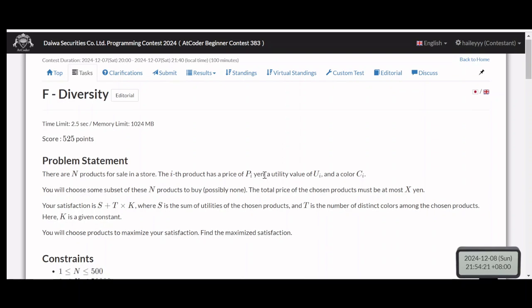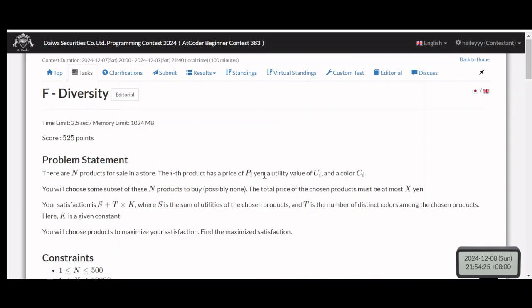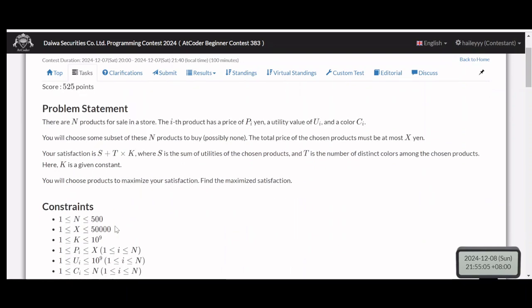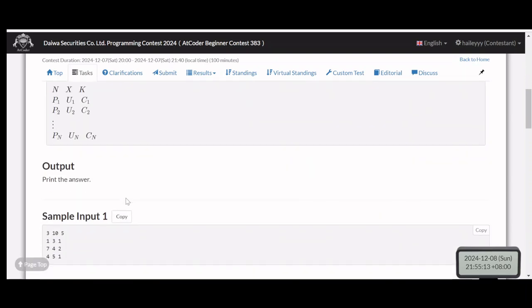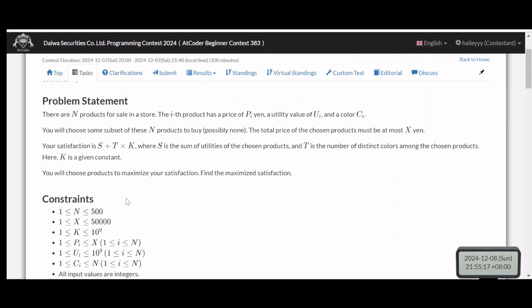And for problem F, we have n products for sale in a store, and each product has three attributes which are price, utility value, and color. And we need to choose some of the products to buy. And we only have X dollars, so the total price needs to be less than or equal to X. And our satisfaction is calculated as the sum of utilities plus the number of distinct colors times K. And we need to choose out of these n products so that our satisfaction is maximized. And we can solve this problem with dynamic programming.